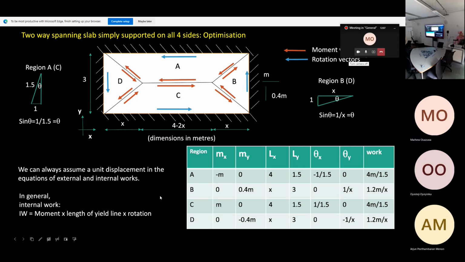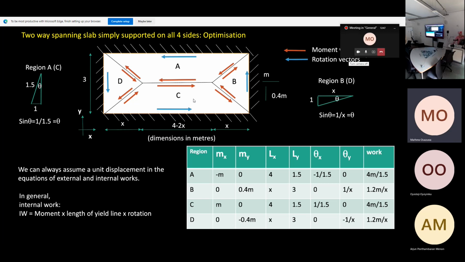So now for region A, we multiply mx by lx by theta x plus my ly times theta y, which gives me 4m over 1.5, because here you have minus by minus, which is a plus. When you add them up together, you get 4m over 1.5. You can see that A and C are identical. You don't need to do all that for C because you have symmetry. So for C the work is also 4m over 1.5.